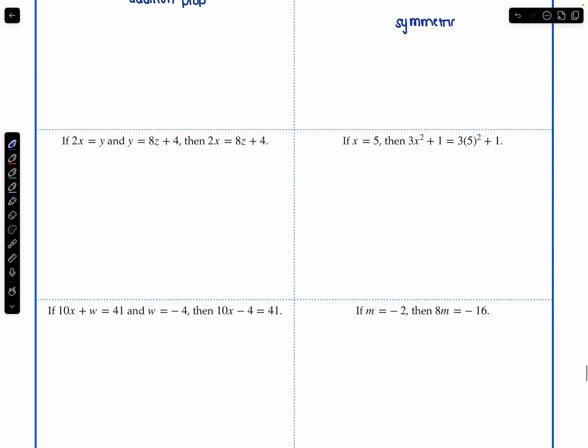Okay, interesting. If 2x equals y and y equals 8z plus 4, so what I see here is that there's not only an "and" word in there, so that is usually a substitution property, but also that this y right here has been replaced with 8z plus 4. That is a substitution property.